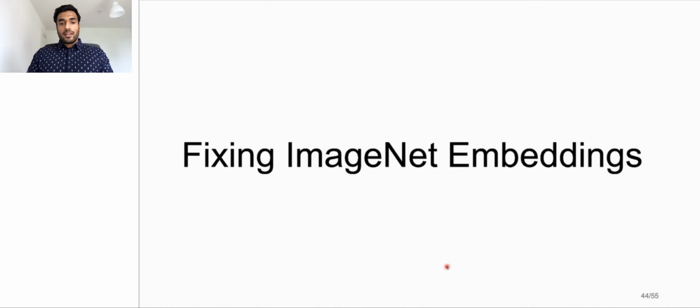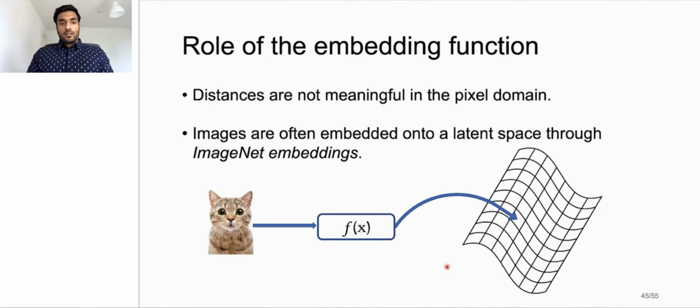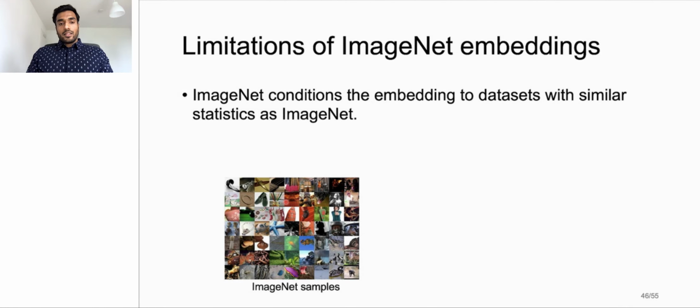Let's talk about another part of our evaluation pipeline, which is the embedding space. Distances are not meaningful in the pixel domain, so for evaluation, we embed our images into an embedding space. The community currently relies on ImageNet pre-trained models, and these models are trained on realistic images from ImageNet, which tend to represent the natural world around us.